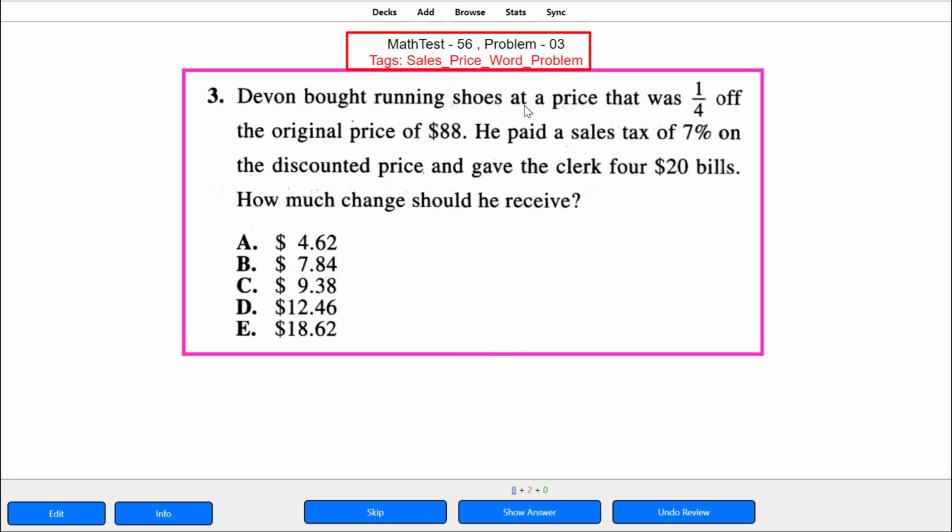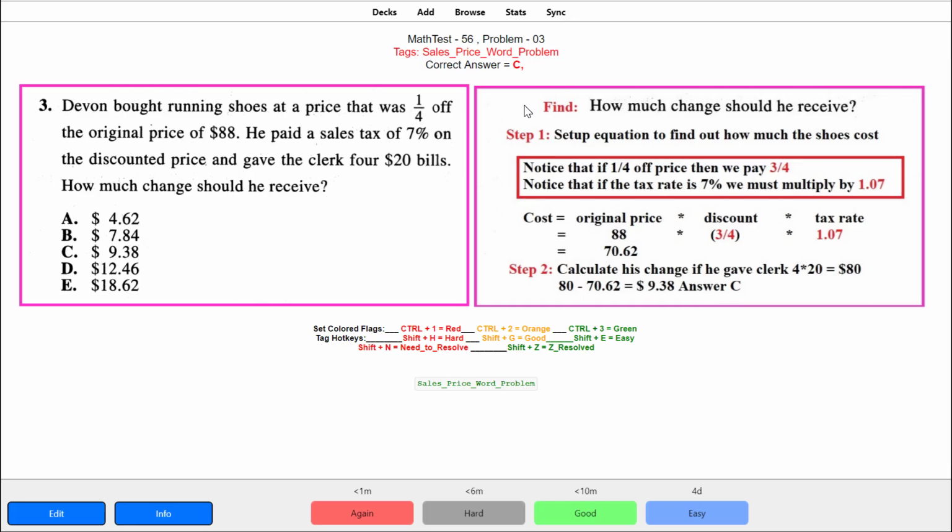Okay, in number 3, we're looking at buying a pair of shoes that's 1/4 off the original price. But then we also have a 7% added tax. So we set it up: step 1, our original price times our discount times our tax rate. Then we calculate that out. It turned out to be $70.62. We started with $80, so we're going to get $9.38 back.